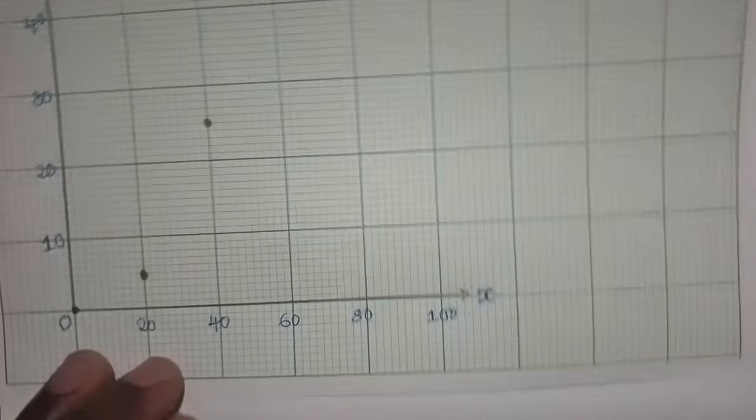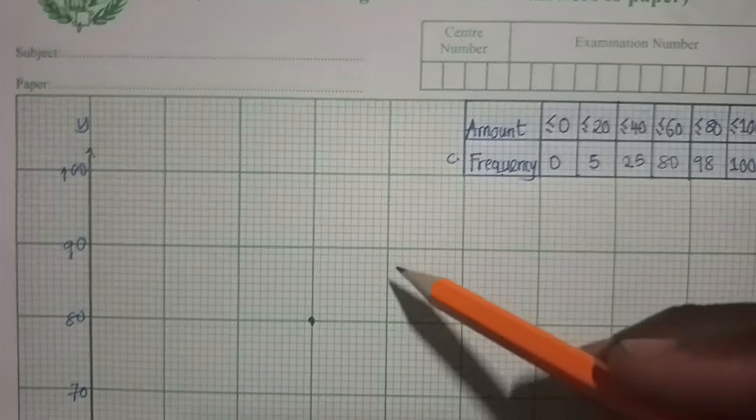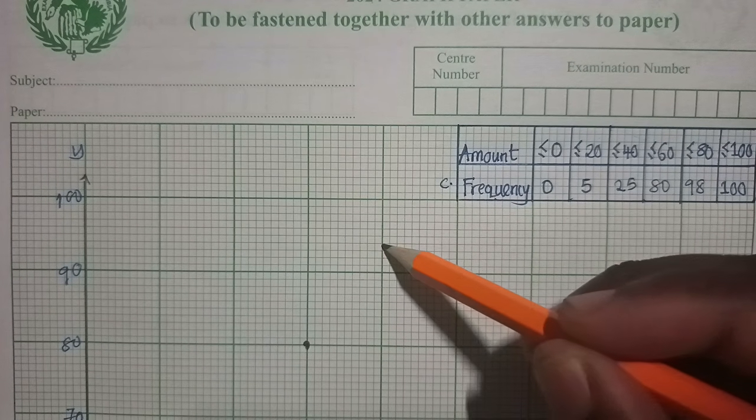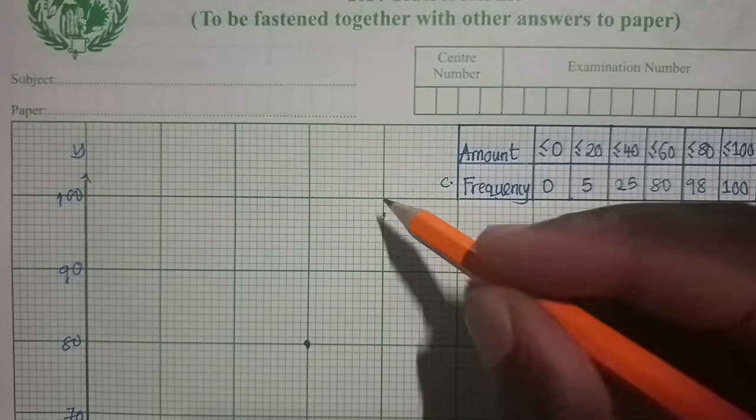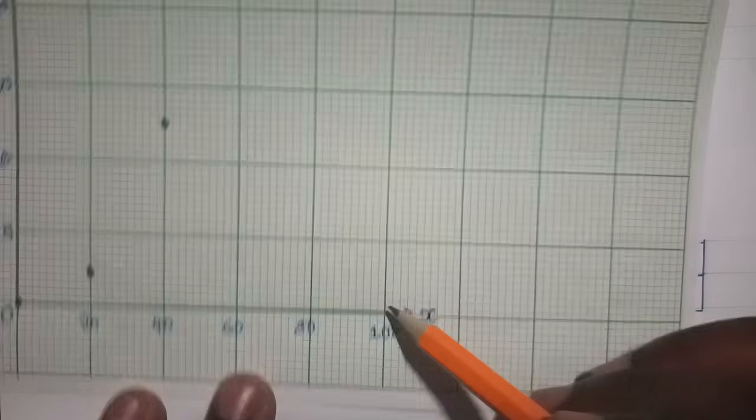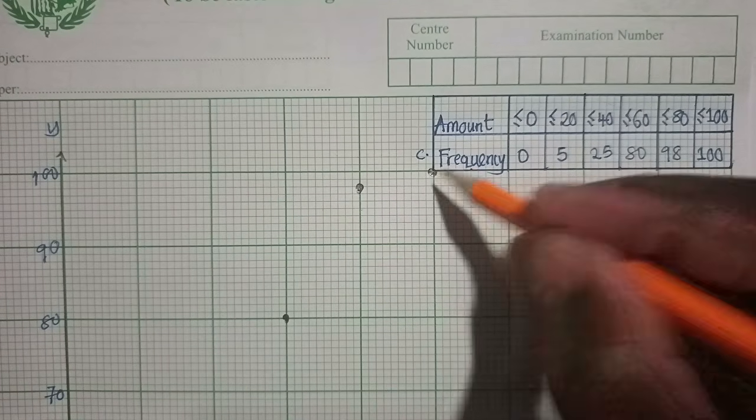Okay? And then second from the last, it must be 80, 98. So this is 80. You go all the way 80. 90 is right here. So 90, 91, 92, 93, 94, 95, 96, 97, 98. It's right here. So your points must be visible enough. Okay? And the last one, it's 100, 100. It's right over here. So these are the points that we need to join.